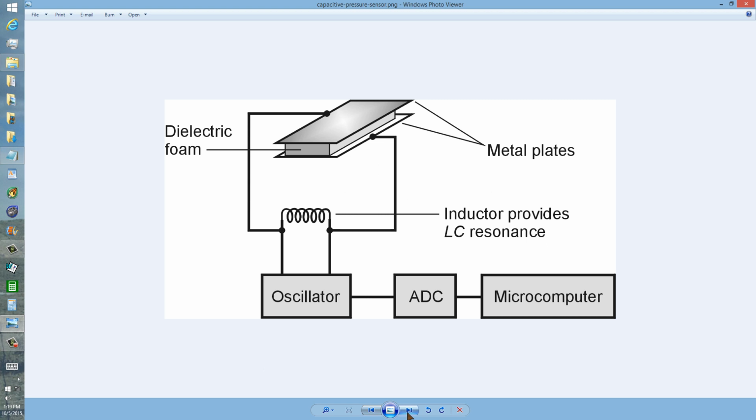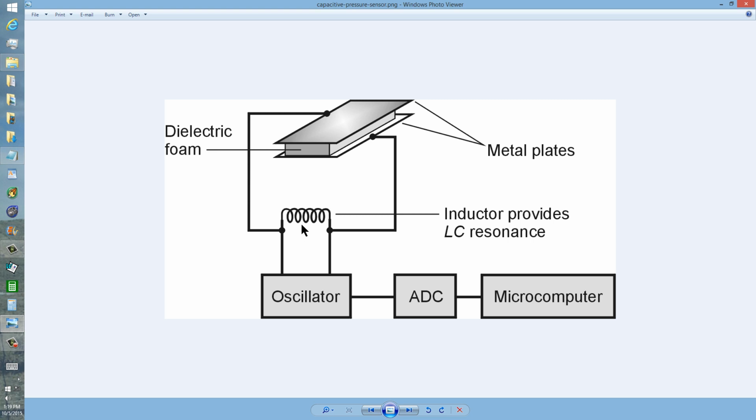I'd like to describe two different types of pressure sensors that are described in this book. One, the one you see here, is called a capacitive pressure sensor. It senses the pressure by sensing changes in the capacitance between a pair of metal plates as a dielectric foam material is compressed. If you apply pressure to these plates, it compresses the foam, which itself does not conduct, reducing the spacing between the plates, increasing the capacitance, and lowering the resonant frequency of an LC, that is, inductance-capacitance circuit.